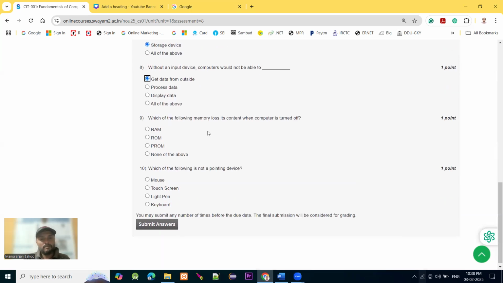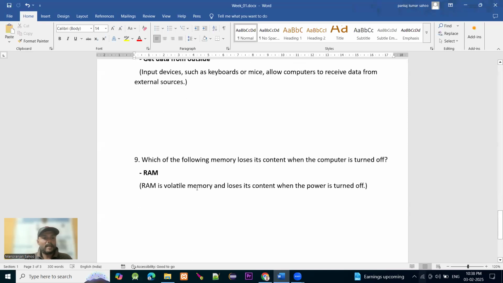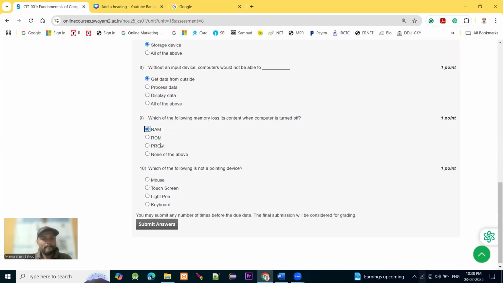Which of the following memory loses its contents when the computer is turned off? RAM is the main memory or primary memory. The RAM is a volatile memory and it loses its contents when the power is turned off. That's why random access memory will be the right answer.